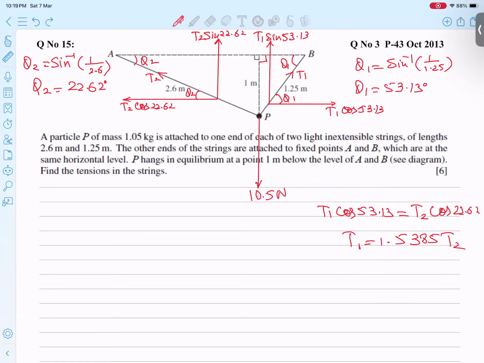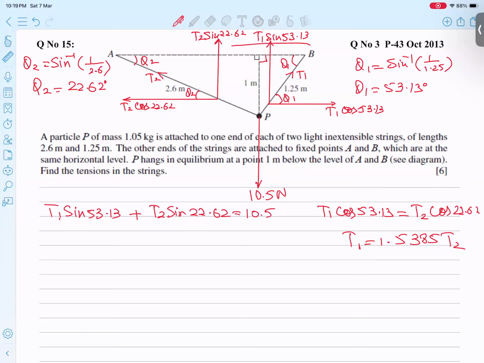This is the value of T1. I think this is very clear. This is the value of T1. So right equal to left is done. Okay, now I'm going to upward equal to downward force. So let's start. T1 sine 53.13 plus T2 sine 22.62 equals 10.5.